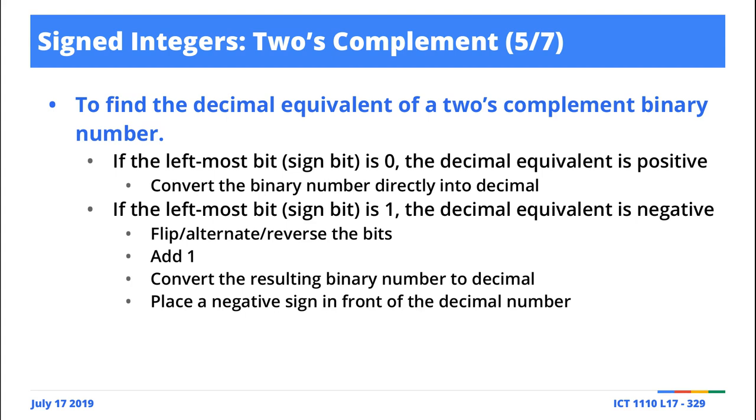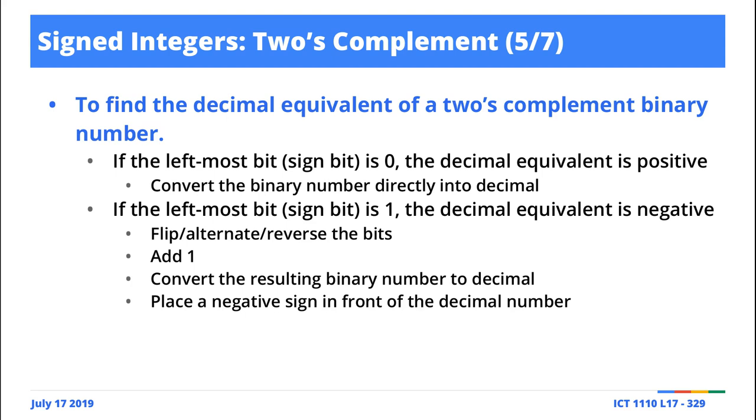You follow this heuristic here. It's opposite to what we're doing. You first check if the leftmost bit, the most significant bit, is a one. If it's a zero, you know the number is going to be positive; if it's a one, you know it's going to be negative. If the most significant bit is a zero, just convert the binary number into decimal the way you normally would. But if the most significant bit is a one, you go through this process. What do you do first? You flip the bits. So this would be zero.